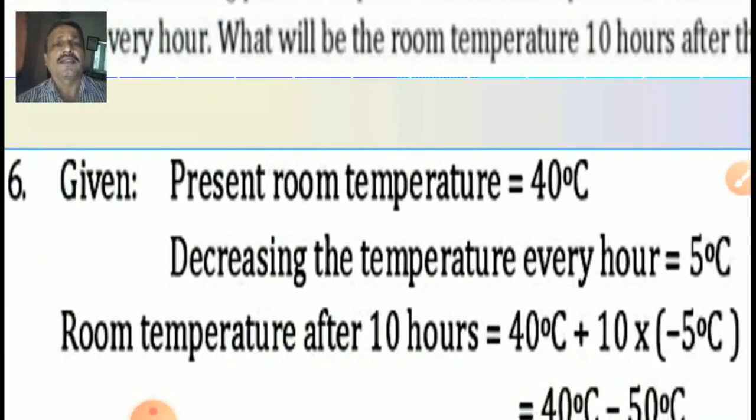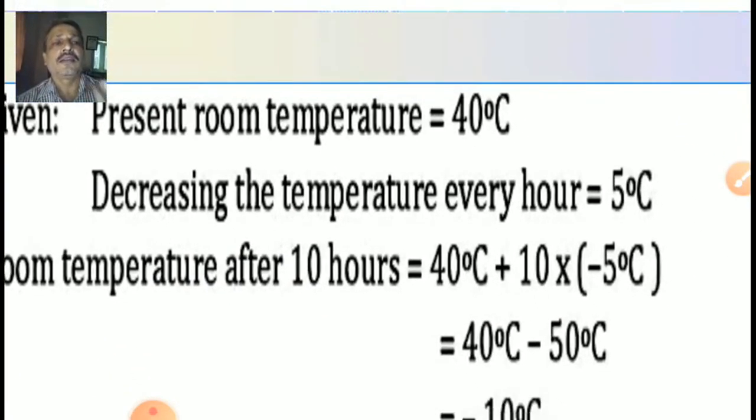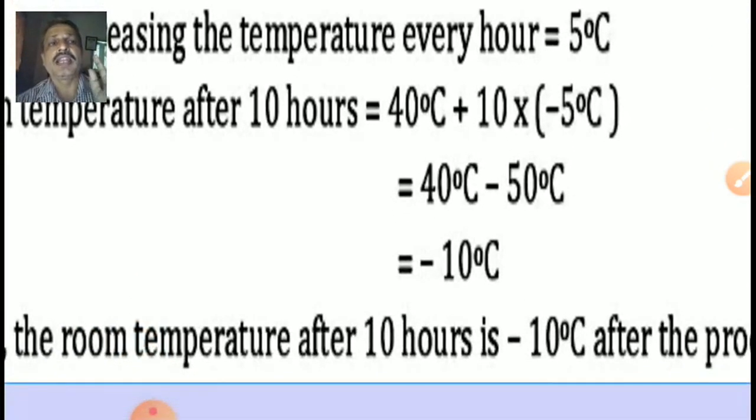Let's see what things are given. Present room temperature is 40 degrees centigrade. Decreasing the temperature every hour is 5 degrees centigrade. So after 10 hours what will be there? 5 tens are 50. Decreasing means minus. So 50 minus. At present what is the temperature? 40 degrees. 40 minus 50 degrees, that gives us minus 10 degrees centigrade. So after 10 hours the temperature of the room will be minus 10 degrees centigrade.